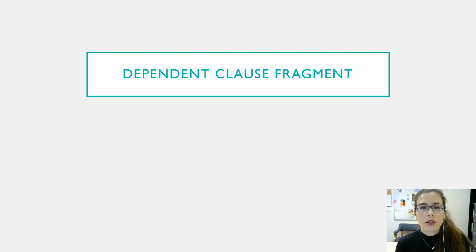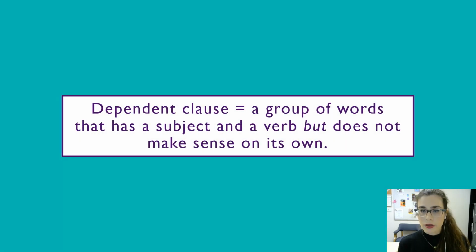Next, we'll look at what's called a dependent clause fragment. Remember, we said earlier that the main building block of a sentence, that subject, verb, complete thought, can also be referred to as an independent clause. It makes sense totally on its own and it doesn't need help. A dependent clause, on the other hand, is a group of words that has a subject and a verb but does not make sense on its own. This is usually because it begins with a word or phrase that leaves the audience needing more information. Something like after, when, because, which, and other things along those lines.